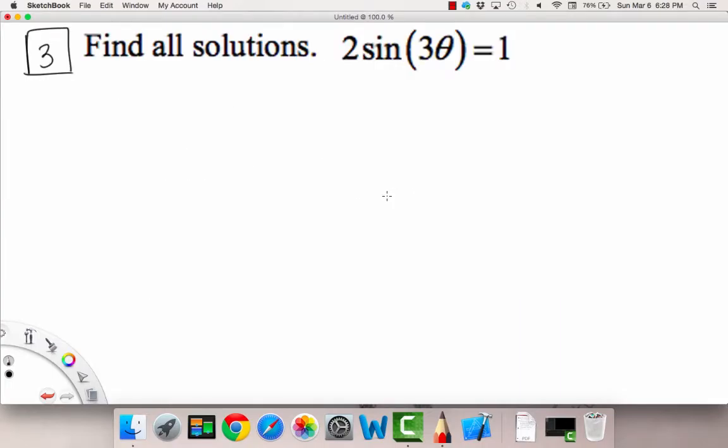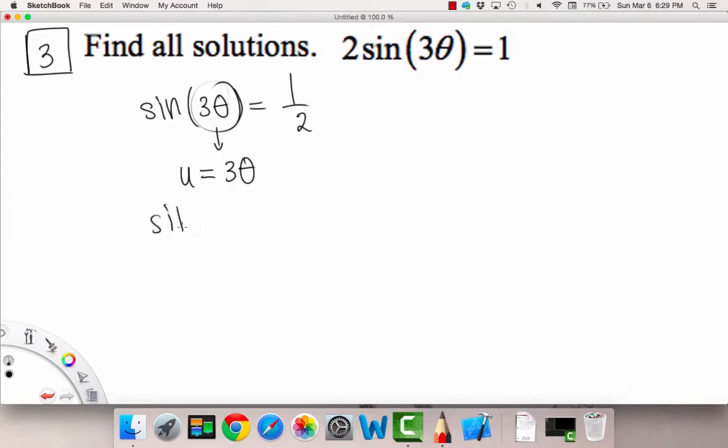Number 3, again, asks us to find all solutions, but this time we see something a little bit different, because on the inside of our sine function, we have something other than just a theta. So we'll deal with that accordingly. First of all, let's get that 2 to the other side by dividing. So sine of 3 theta is equal to 1/2, and at this point, I'm going to replace the inside stuff with a u. I'm just going to sub in a single variable to make our problem easier as we go along. This is a middle step, where I'm subbing in a u for the 3 theta. We'll sub it out again at the very end.